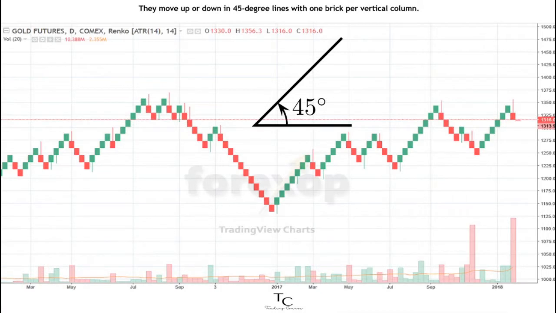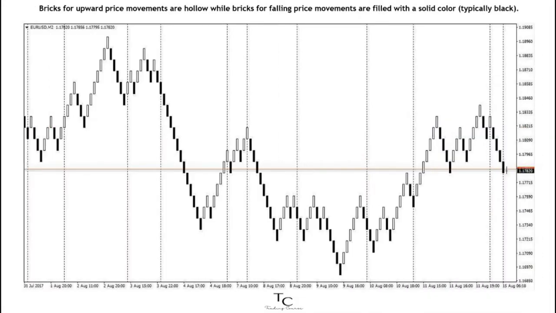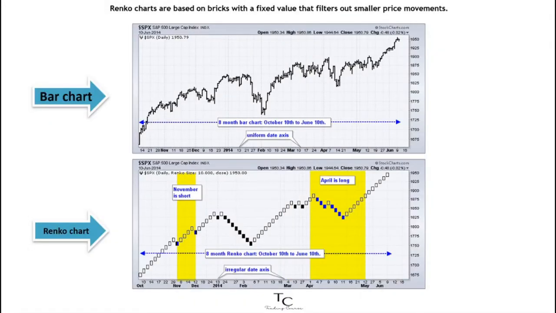They move up or down in 45-degree lines with one brick per vertical column. Bricks for upward price movements are hollow, while bricks for falling price movements are filled with a solid color, typically black. Renko charts are based on bricks with a fixed value that filters out smaller price movements.